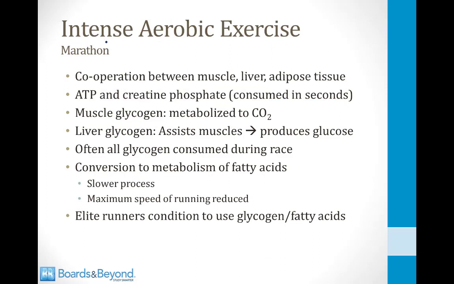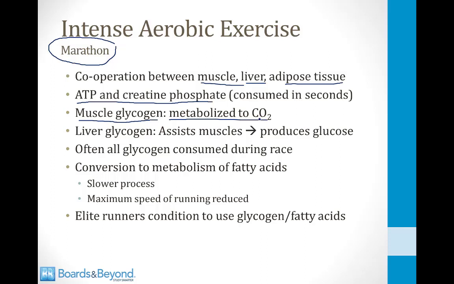Now let's consider the case of intense aerobic exercise. And to do this, let's consider running a marathon. When you run a marathon, there's cooperation in terms of biochemistry between your muscles, your liver, and your adipose tissue. Once again, ATP and creatine phosphate in muscles is consumed within seconds and doesn't last very long. Again, your muscle will metabolize glycogen all the way to carbon dioxide aerobically.